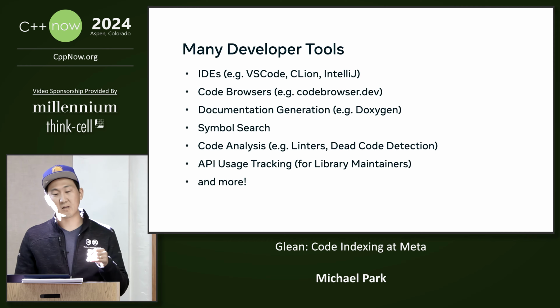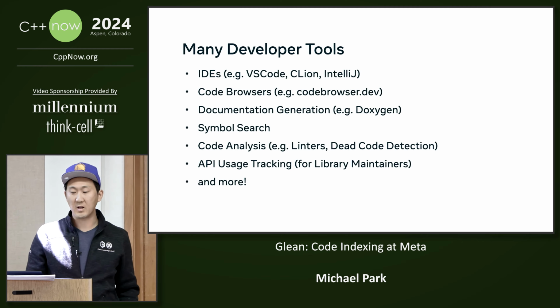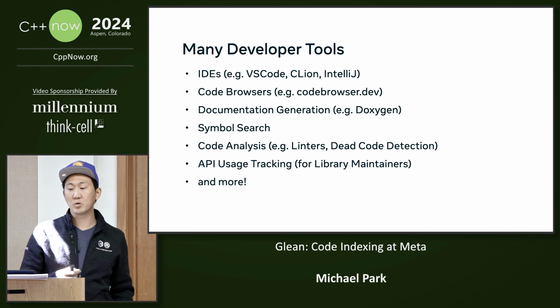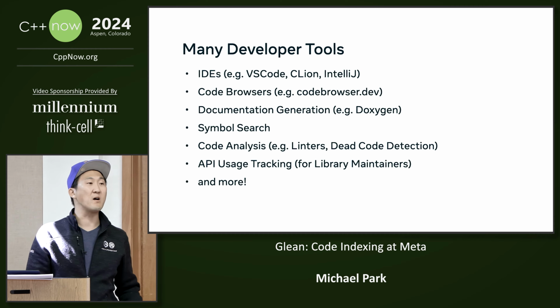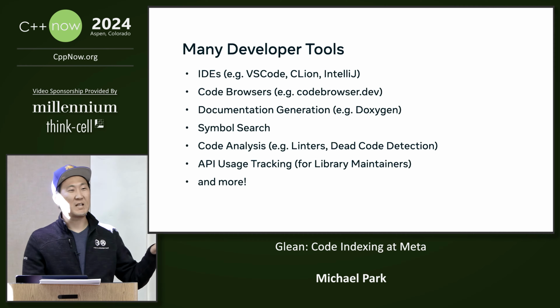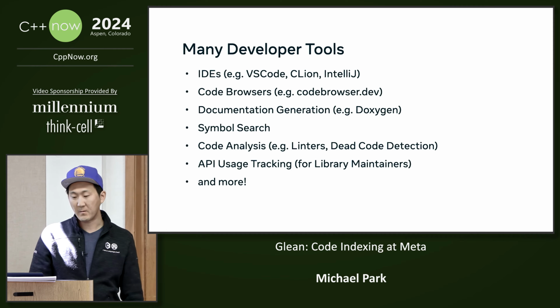Code analysis tools like linters and dead code detection also need to look at code and analyze it. The last bit there is API usage tracking. So this is useful for library maintainers, right? So if you have some function that you want to deprecate, and maybe you have like 10 references left, and if you can find that out quickly, then you might say, okay, let me just do this by hand and get rid of it, right?